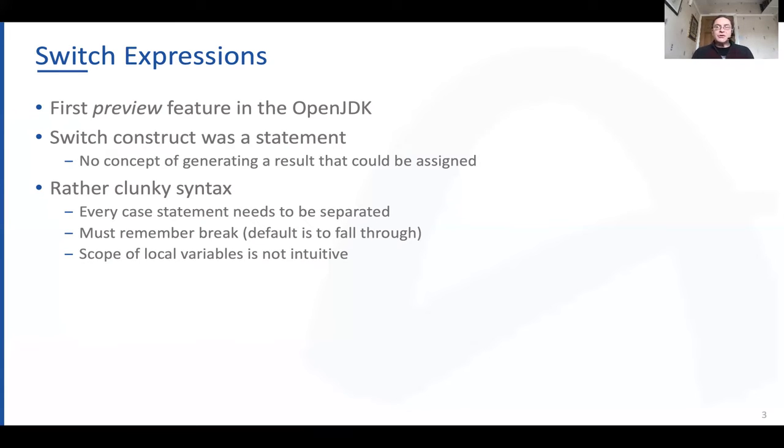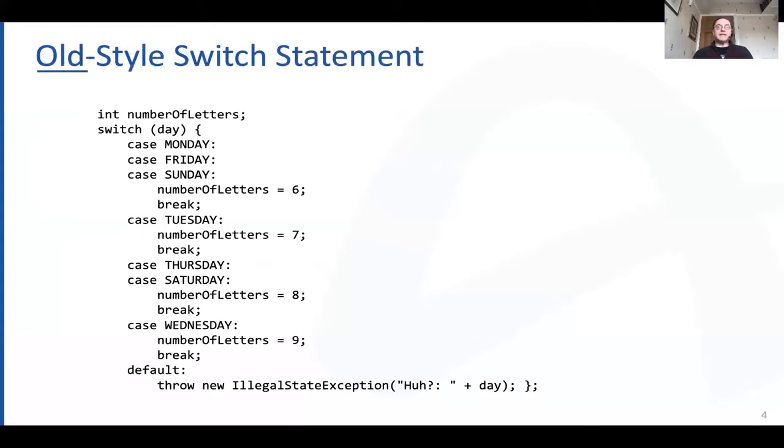Also, the scope of local variables is not always intuitive when you use them within a case statement. So this was the rationale behind this. They wanted to improve this. If we look at how we typically use a switch statement, this is a very typical example. What we're doing here is taking one variable, day, we're going to switch on that, and then we want to assign a value to another variable, number of letters, based on which day it is.